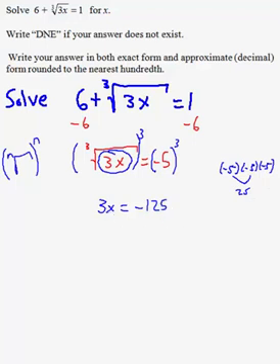Now, since the 3 is being multiplied by the x, the way to undo multiplication is to divide. So I'm going to divide both sides by 3 and argue that 3 divided by 3 is 1. Negative 125 divided by 3.